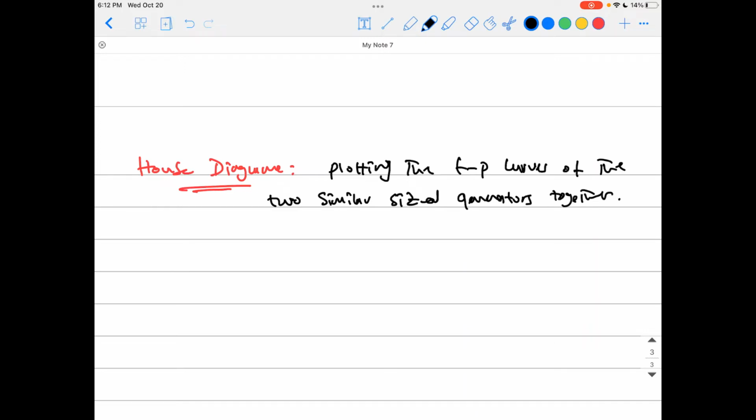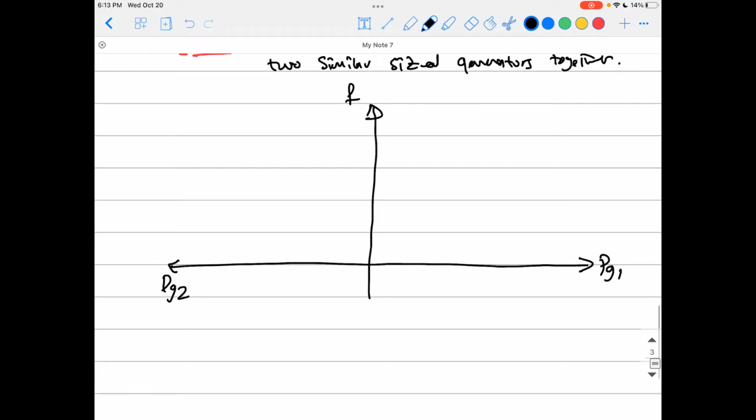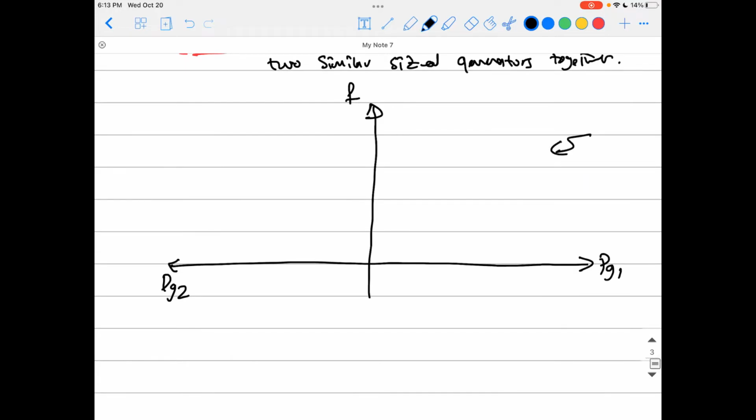Okay, so you just have it like that. So I will be having a relationship of them, FP relationship like this. This is the frequency, and this is P generator 1, and this is P generator 2. So it's not a positive and a negative side of the axis. Both of them are positive, but we are plotting them together on the same one. The right hand side will be the FP relationship of generator 1, and the left hand side will be the FP relationship of generator 2.